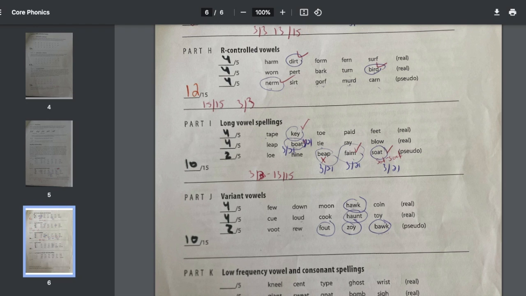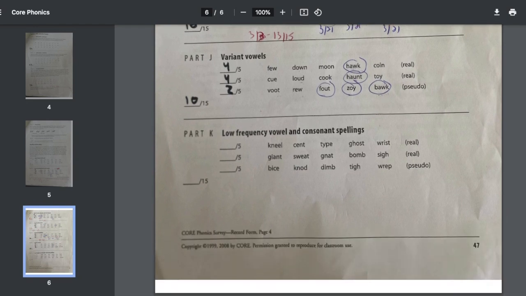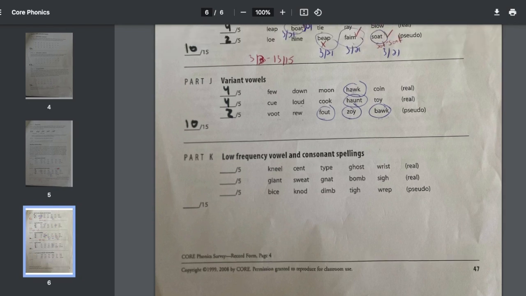You have to think about your student, you have to think about the skills they've been explicitly taught, and you have to use other data points sometimes to help you get a clear picture and help you really target that instruction. Variant vowels go along with long vowel spellings. They're more complex patterns. And then low frequency vowel and consonant spellings, once again, some of those patterns go along with long spellings. Some of them are introduced in multisyllabic. I didn't get to the multisyllabic portion with this student. However, there are the multisyllabic sections, and that's really where you want your 4th and your 5th graders to be.